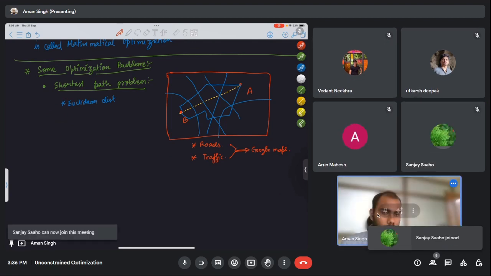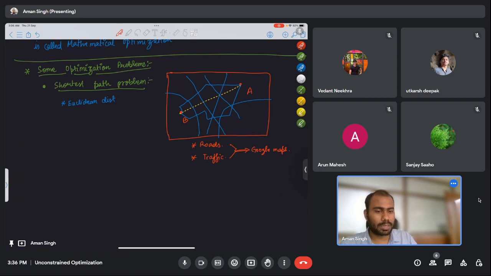Okay. Hi Sanjay. So I think we have already defined a few initial terms, and we are on to the optimization problems. So I'll share the notes.